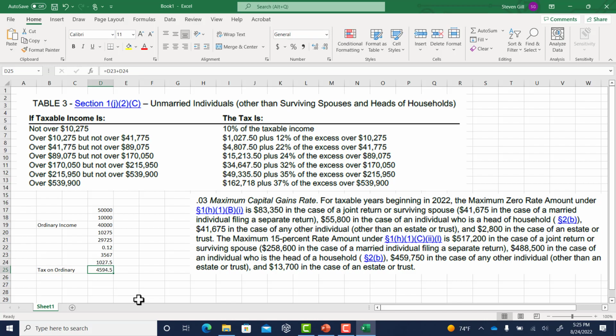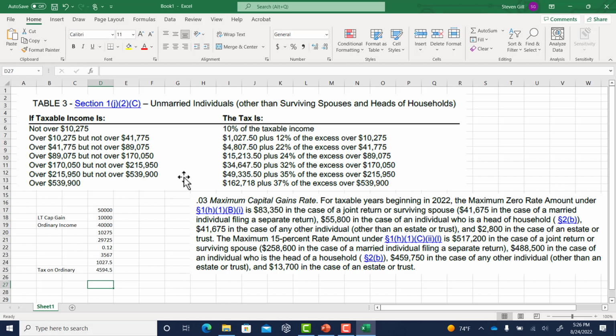But we haven't resolved what to do with this long-term cap gains. And if we look over here, if we have a single taxpayer, it says that for taxable years in 2022, the maximum zero rate amount in the case of any other individual is 41,675. Notice that's pretty close to this number, but it's not the same. And that's actually because when they passed the Tax Cuts and Jobs Act of 2017, they forgot to make them match.